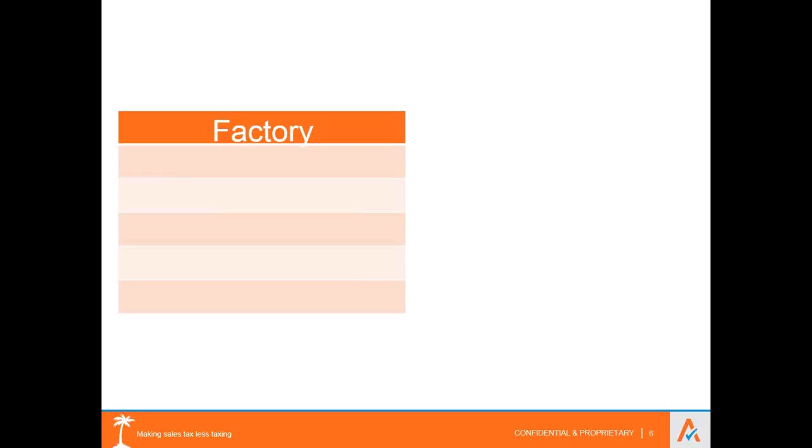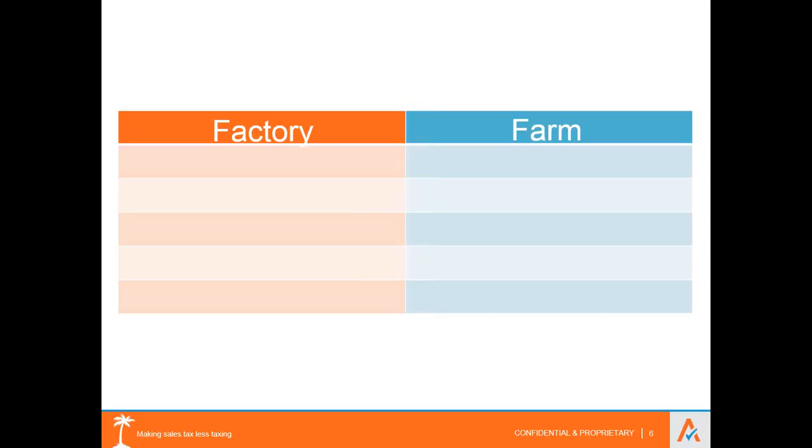So I see businesses in pretty black and white terms. I see two parts to any business. You've got the factory and you've got the farm. I also like to call these the internal and external operations. So what does that mean?